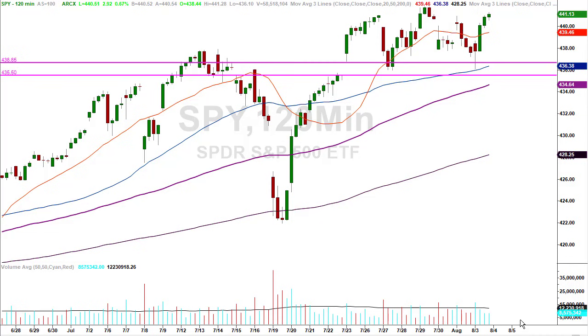80% of the time, that's what's going to happen. They came up short of the gap. The gap was my zone today that I would have liked to buy the market. They never got to the gap. They got close, but they never got there. It was a tweener. They got in between 436.65 and 435.50.